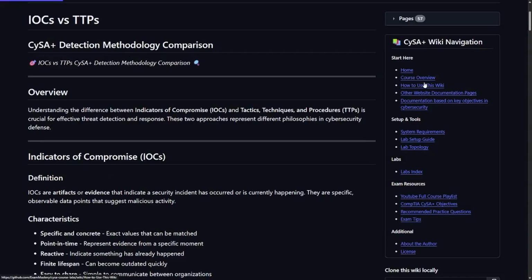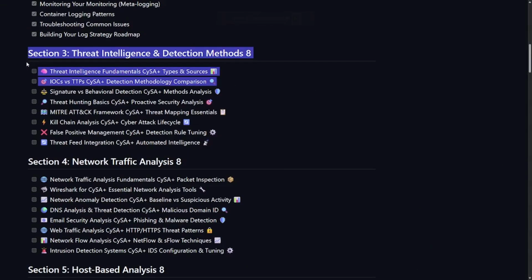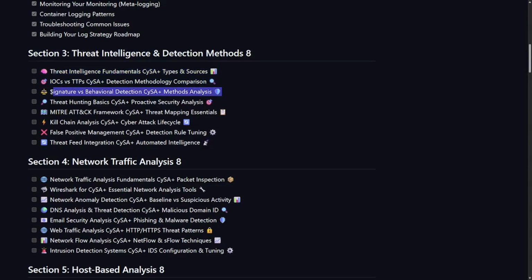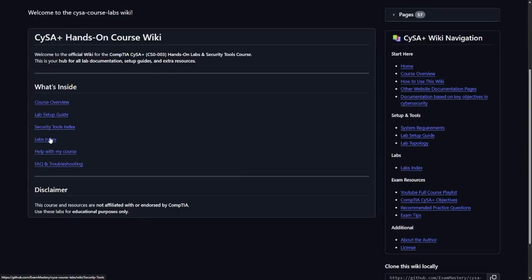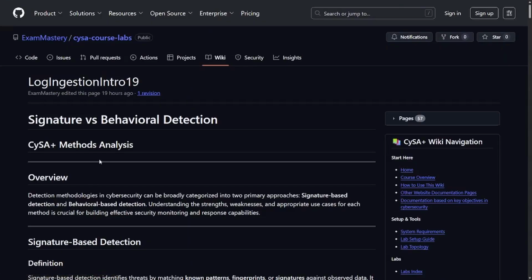So now I'm going to go to the next one, which, since we just finished both of these, is signature versus behavioral detection. So help with my course, and then I go to signature versus behavioral detection, right?